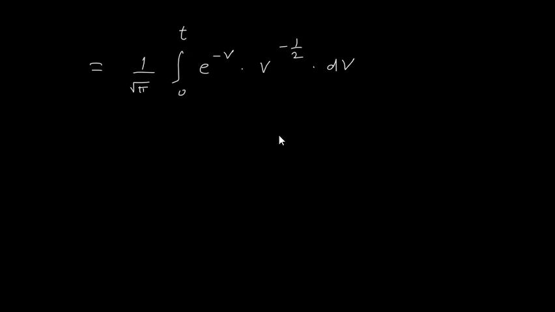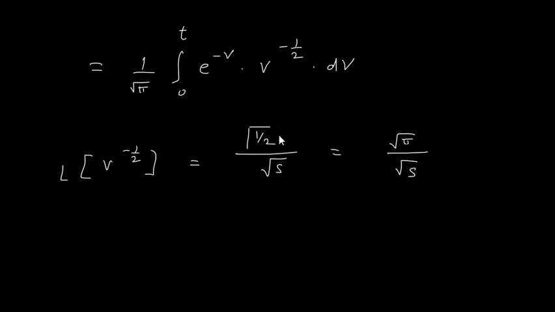Now let us first check what is Laplace of t power minus half. If this variable is t, then we have it as gamma of half divided by s power half, that is root s. Now gamma half is root pi, so this is root pi upon root s. So this is Laplace of t power minus half.